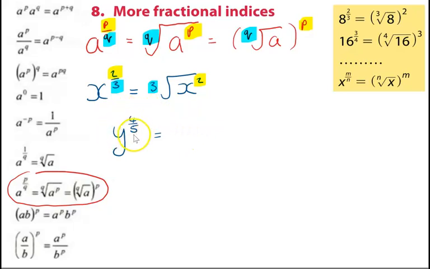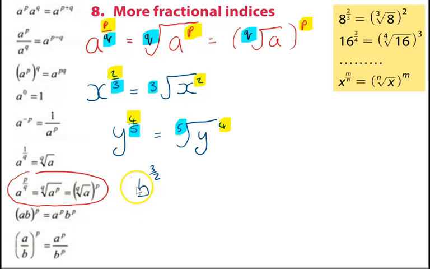Y to the power of 4 over 5. The numerator is 4, so that's going to be the new power, and the denominator is 5, that's going to go in front of the root. So we get the fifth root of y raised to the power of 4.